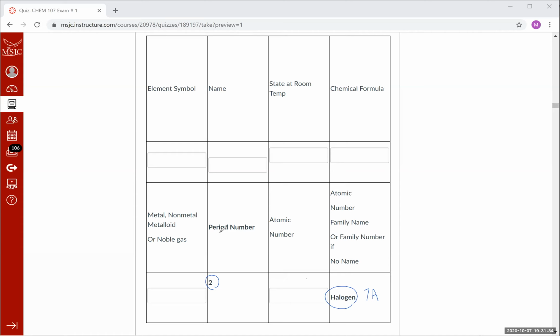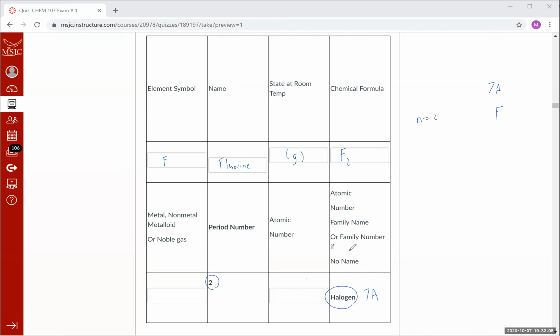So what element is that? A period 2 halogen. Fluorine. So in the second row and the seventh column, that would be fluorine. Halogens, as we discussed, are diatomic species. And what is the physical state of fluorine? Is it a solid, liquid, or gas? Gas. It's a gas.